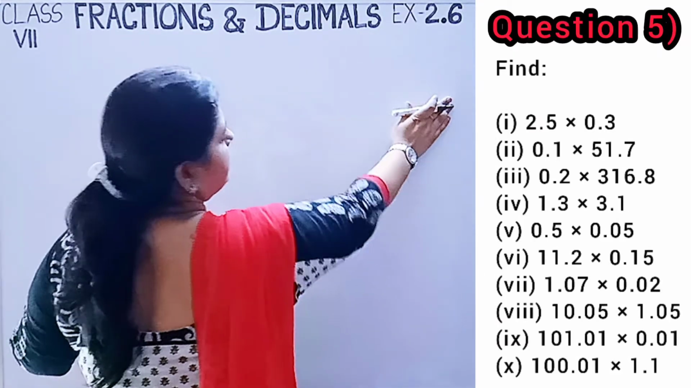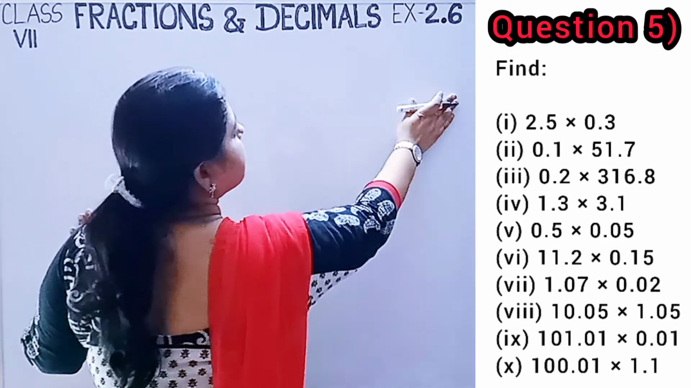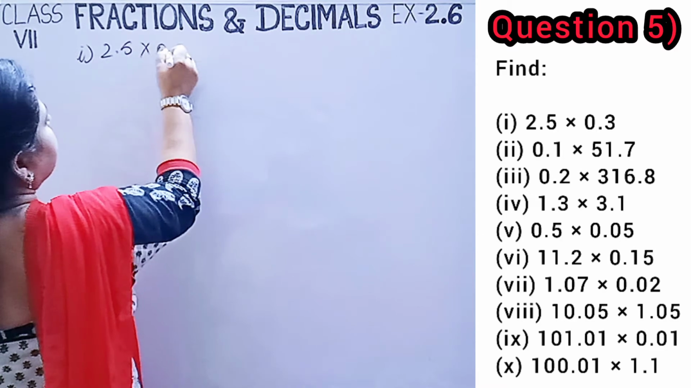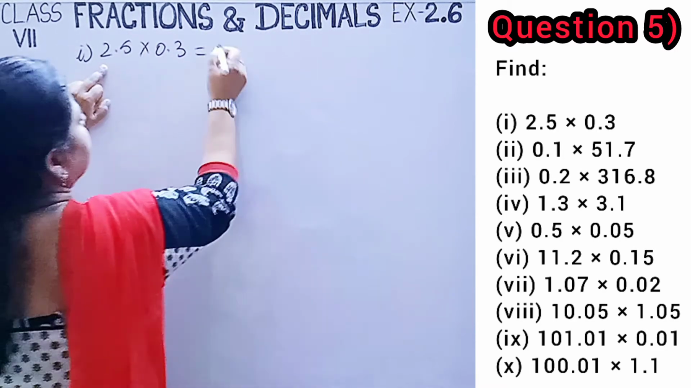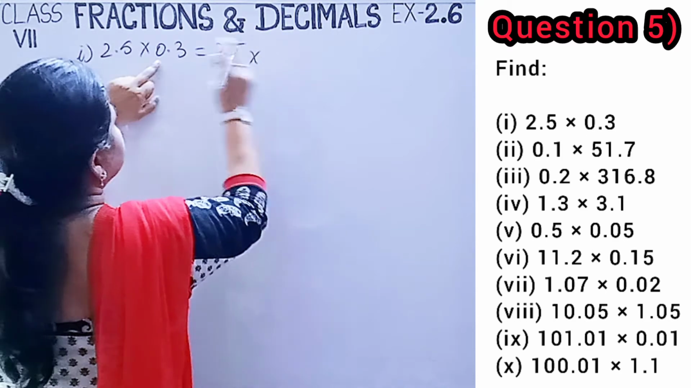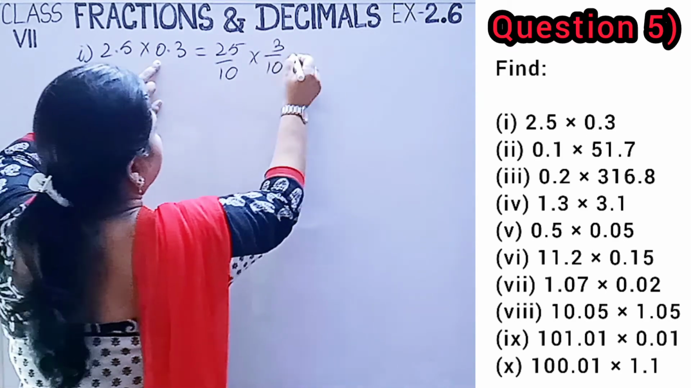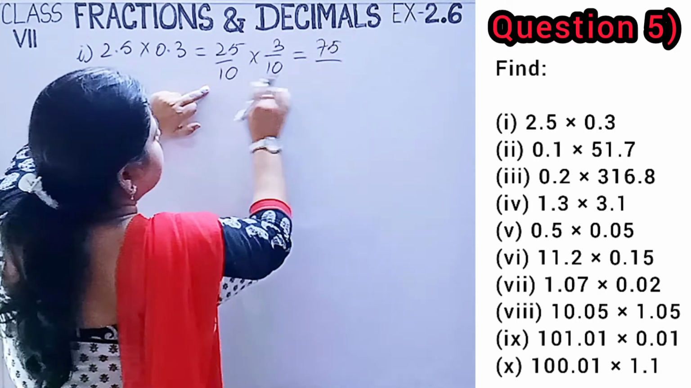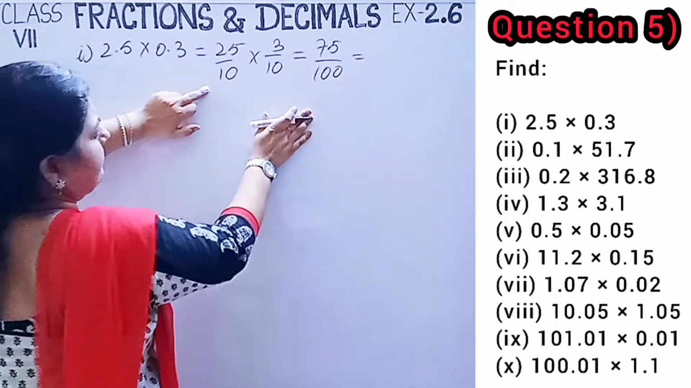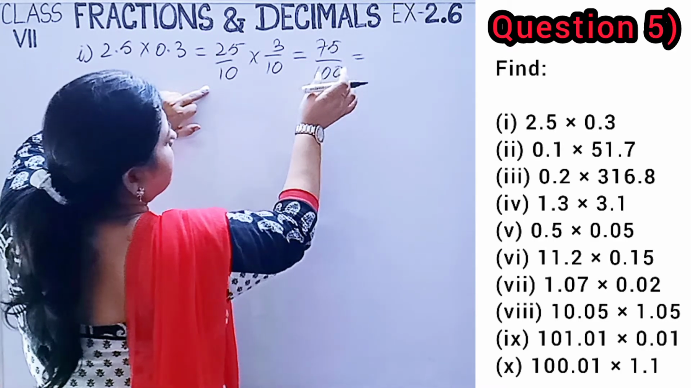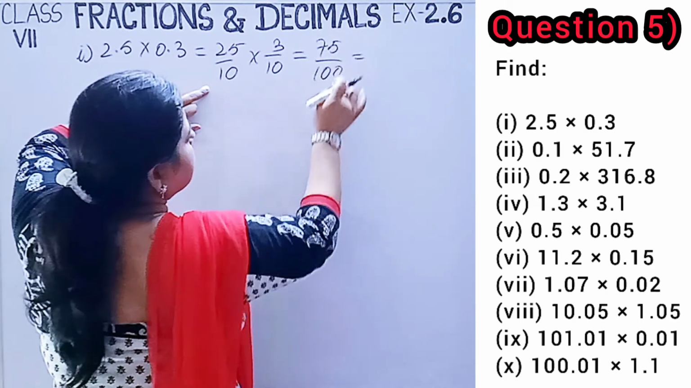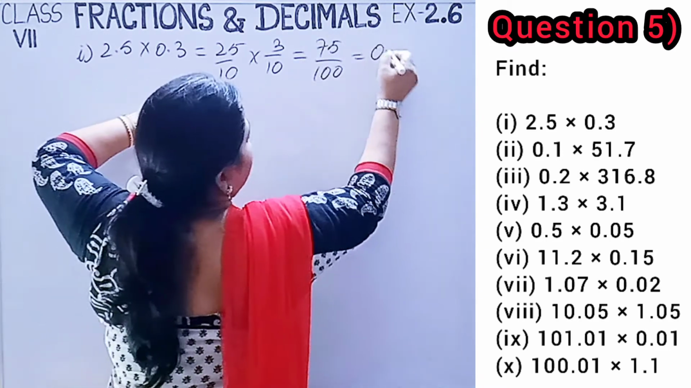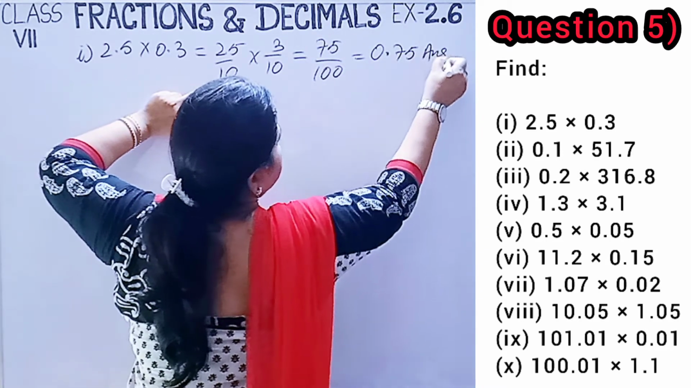Question number 5. Find. Here we have to multiply the given two decimal numbers. So first part, 2.5 into 0.3. So 2.5 will become 25 upon 10 and 0.3 will become 3 upon 10. Now 25 multiply 3, it means 75, and 10 tens are 100. So here we have two zeros in denominator, so we have to convert this fraction into decimal number. So we have to put decimal here. 0.75. Answer.